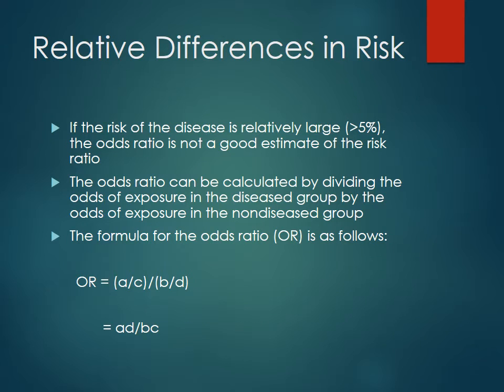So if the risk of the disease is relatively large, say greater than 5%, then the odds ratio is not going to be a good estimate for the risk ratio. So never mix up trying to get a risk ratio from odds. The odds ratio can be calculated by dividing the odds of exposure in the disease group by the odds of exposure in the non-disease group. So in this case, the formula for an odds ratio is going to be the odds of A divided by C over B divided by D. Otherwise, you can simplify it to A times D over B times C. Just know that basically you're taking the odds of those that are exposed and having the disease versus those that are not exposed having the disease, and dividing one by the other. Okay.